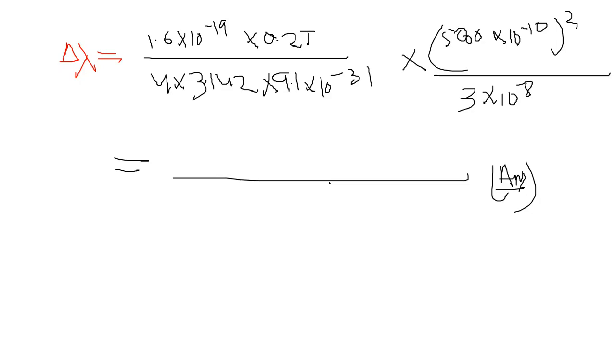What will be the shift in the wavelength of the radiation when we place the atom in an external magnetic field strength of 0.2 Tesla? Please calculate and tell me.